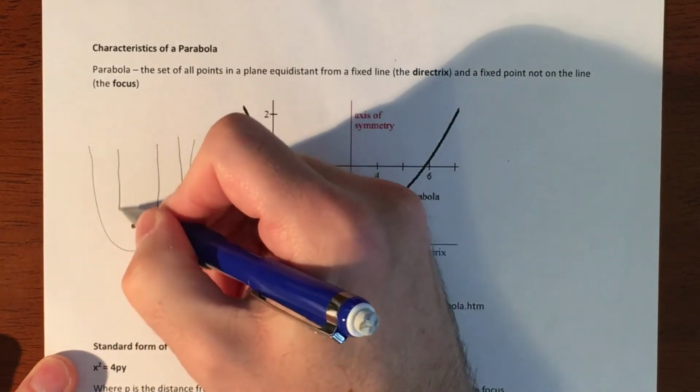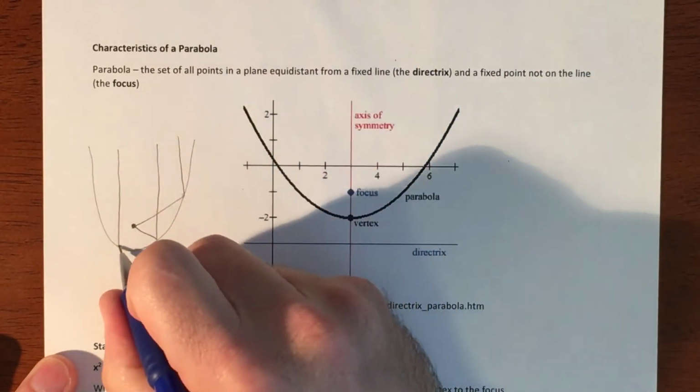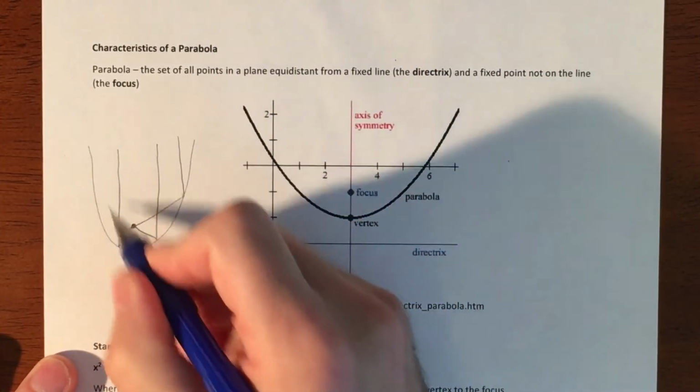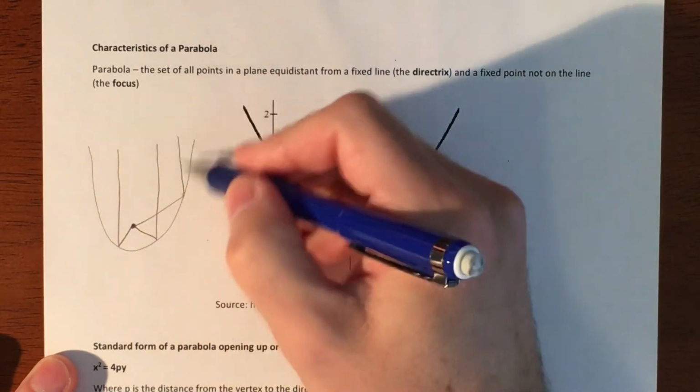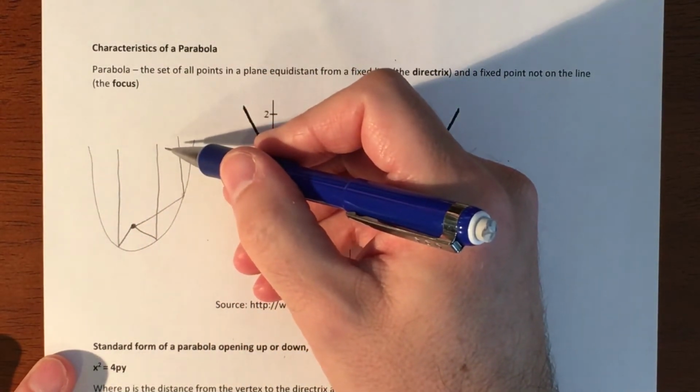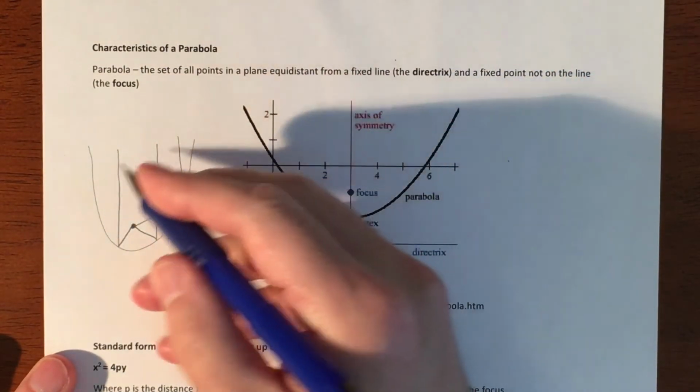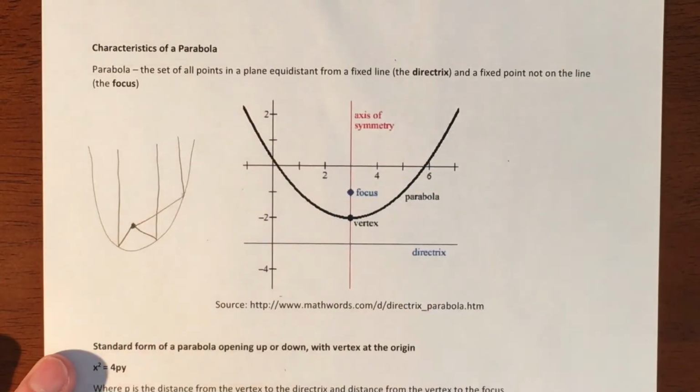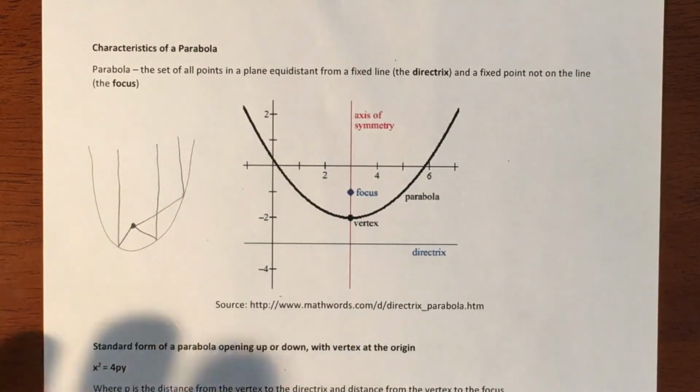If you watch the other video, it talked about a satellite dish being kind of a three-dimensional parabola, and the signal from the satellite hits the dish and focuses and intensifies your signal to a point where you can actually get a signal.